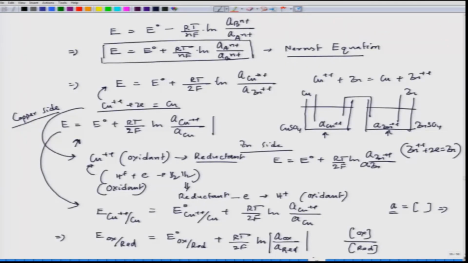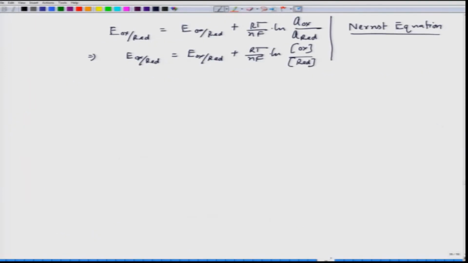Why are we writing ox and red? See, this is oxidant, this is reductant, which is copper, and similarly we are writing this, and from this we are writing this, and these are coming. This is when we do not know whether the system is dilute, and this is when the system is dilute.